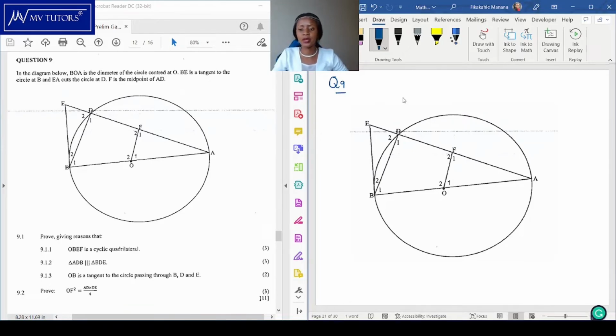So in the diagram below, BOA is the diameter of the circle centered at O. So I know that OB is equal to OA, right? As I read these things, I just write them down so that I don't forget. And they are all radii. And then BE is a tangent to the circle at B.